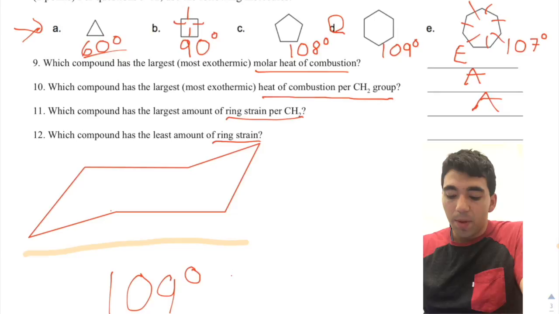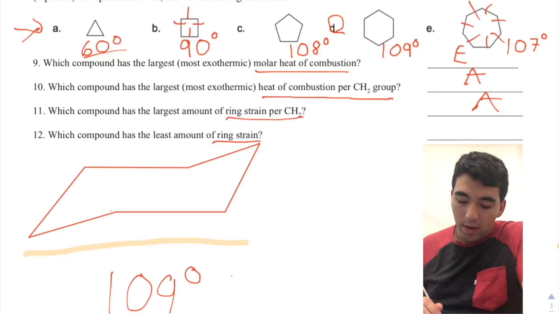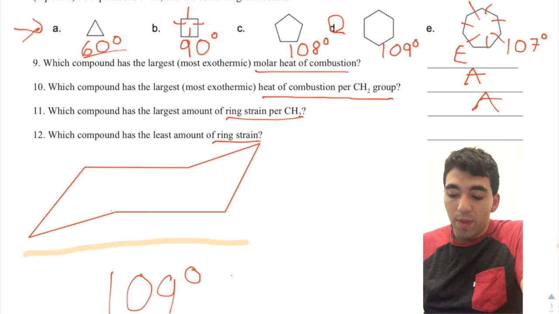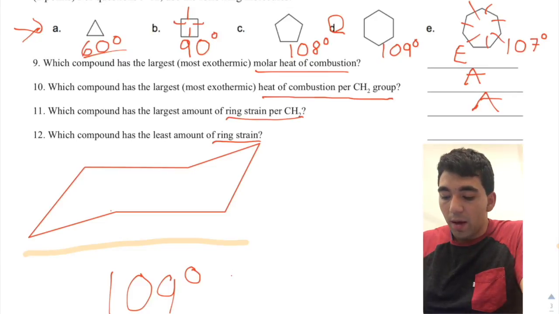Lastly, we have which compound has the least amount of ring strain. So then we compare, again, the ideal angle to the actual angles, and the one that's right smack on the money is D, 109. Our answer here is going to be D again.